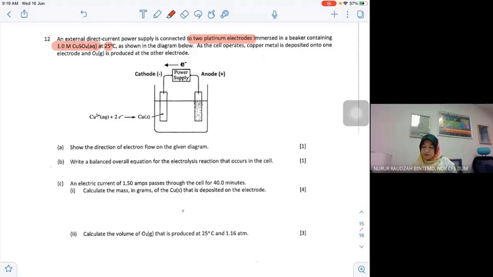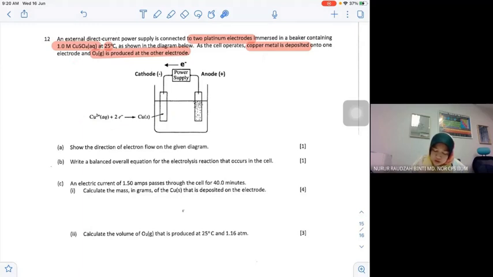Now the information that is given here is that copper metal is deposited to one of the electrodes, and oxygen is produced at the other electrode. The equation is given here. It just said that it is deposited to one of the electrodes, but it is already here with the arrow.